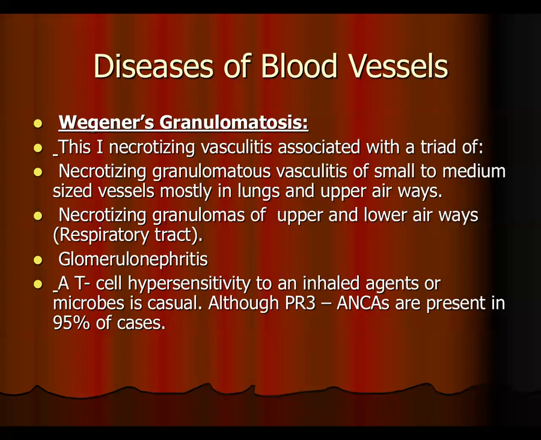And there is glomerulonephritis. There are three main features. Number one, there is necrotizing granuloma of the upper airways, and the next one is necrotizing granuloma of the upper and lower airways, and then the necrotizing glomerulonephritis. So this is a triad of granulomatosis involving the small size blood vessels.